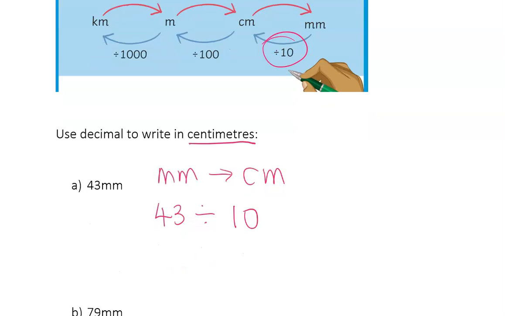Now, using the method that was taught on Monday's lesson of when we're dividing with a number with a 0 on the end, we are going to imagine that there is a decimal point right there because 43 is a whole number. Now, when looking at the number 10, we have 1 0. Okay, so we're only going to do one jump. Now my decimal point is going to become there in between the 4 and the 3, which makes this new number 4.3 centimetres. So 43 millimetres in centimetres is 4.3 centimetres.